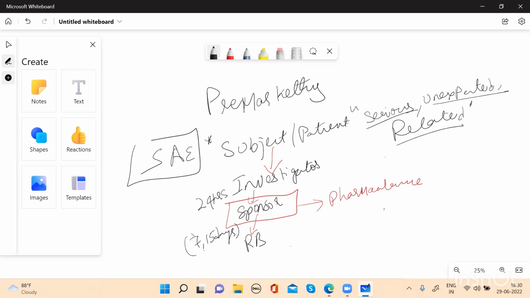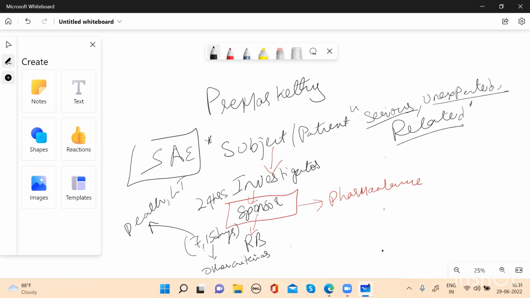7 days is for death and life-threatening cases. 15 days is for all other criteria. The sponsor has to report immediately without any delay, and these are calendar days, not working days. It includes Saturday and Sunday.